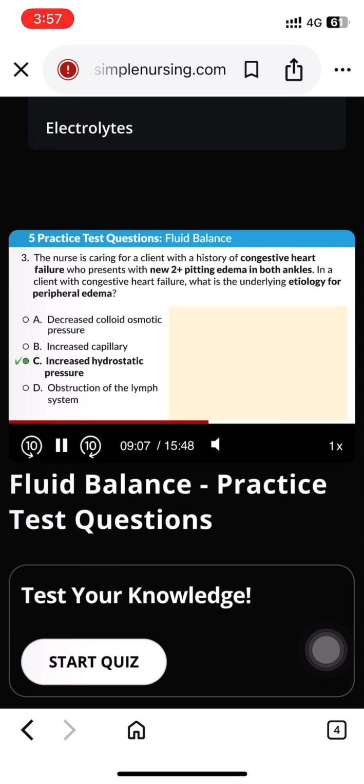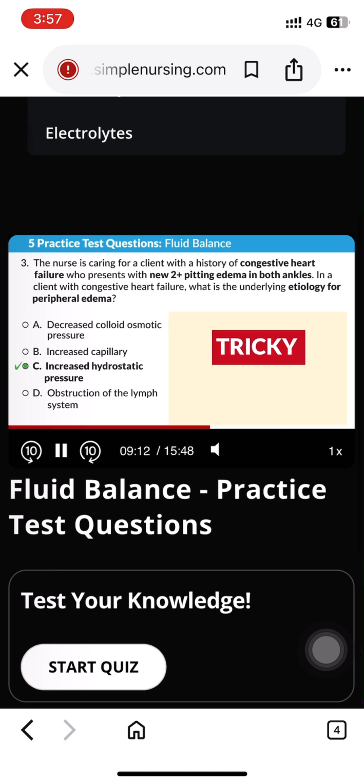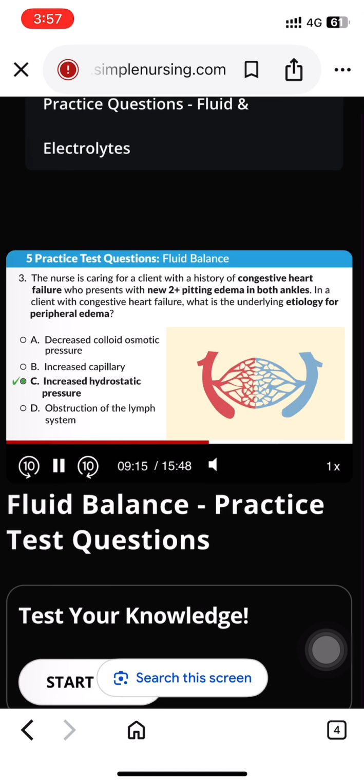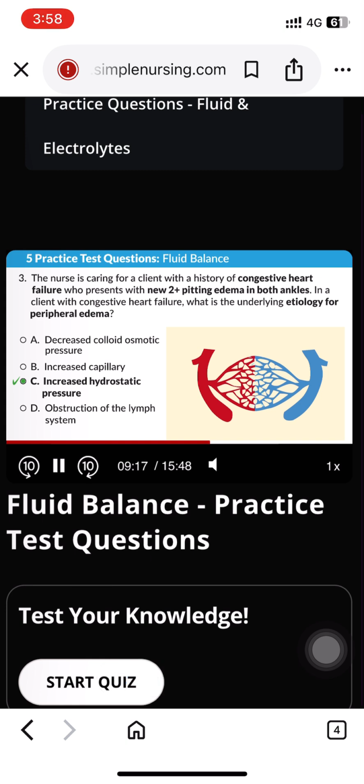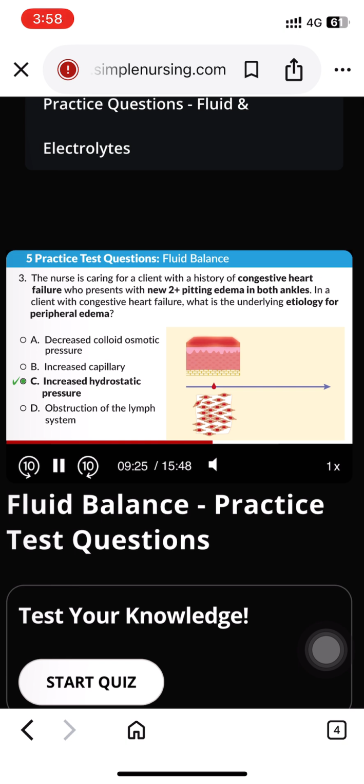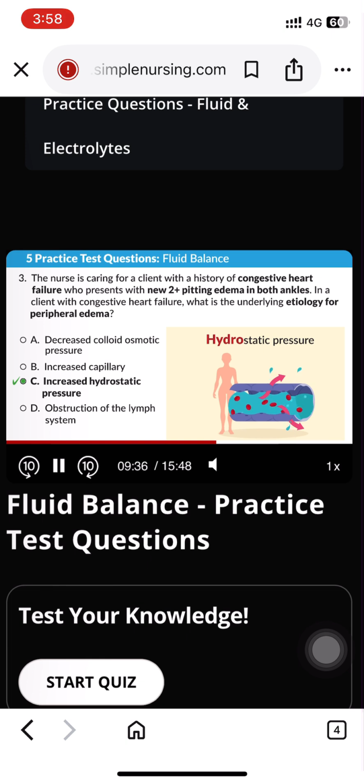Now option B is incorrect because increased capillary permeability is very tricky, but very wrong. So let the name help you here. Increased capillary permeability. We have very leaky capillaries, the connection between the arteries and veins. Now this is typically seen with severe inflammation or tissue damage, like with severe burns. Next is option C. This one is our correct option. Increased hydrostatic pressure. So just think increased fluid pressure. That hydrostatic pressure, because remember, hydro means water.